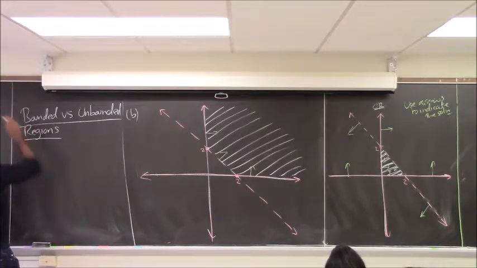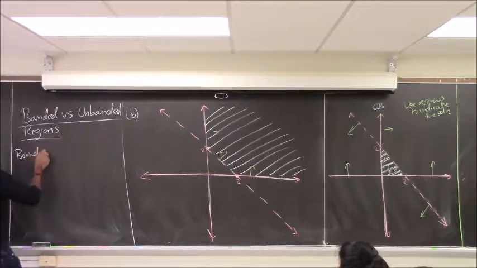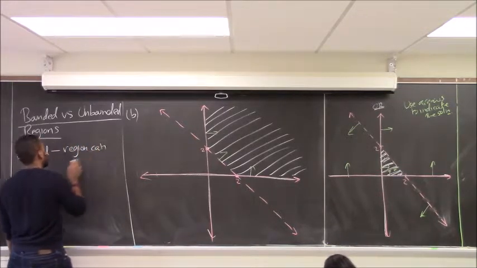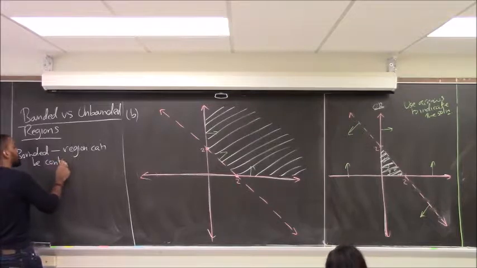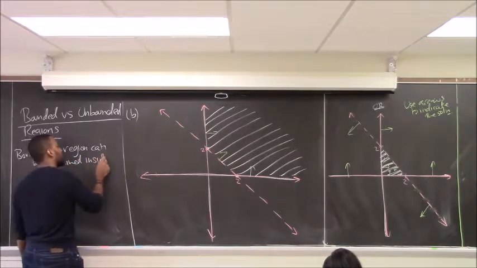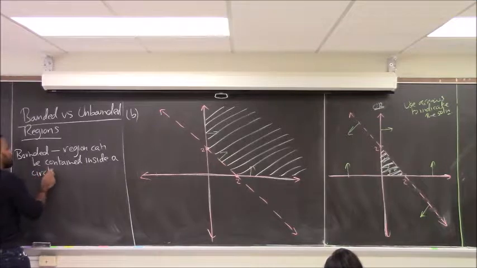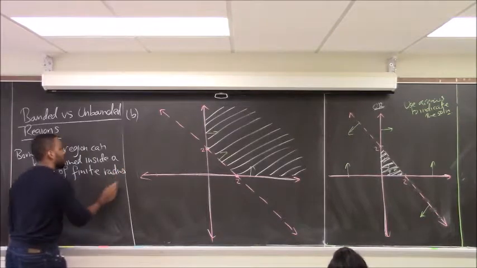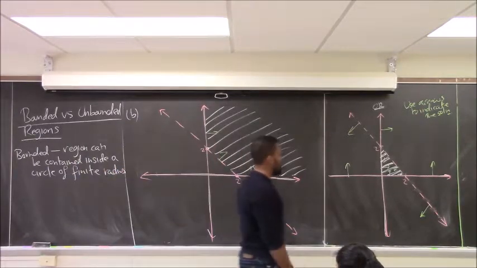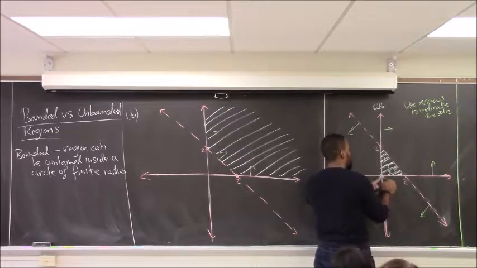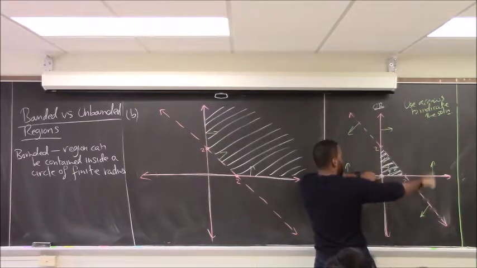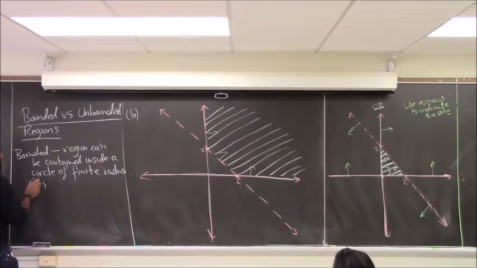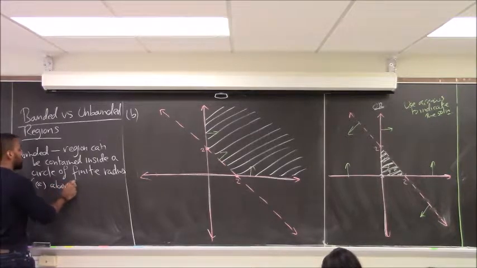So this is bounded. It basically means the region can be contained inside a circle of finite radius. So you can imagine I could conceive of a random circle, let's say centered at the origin with radius 3, and that circle will completely encapsulate this region. This is a bounded region. So A above is a bounded region.